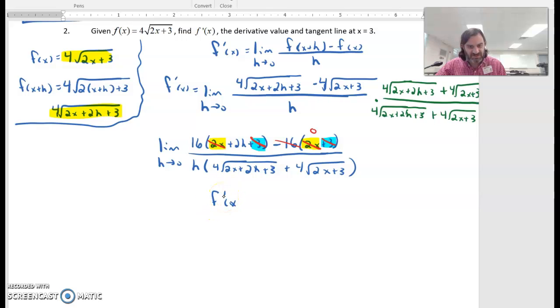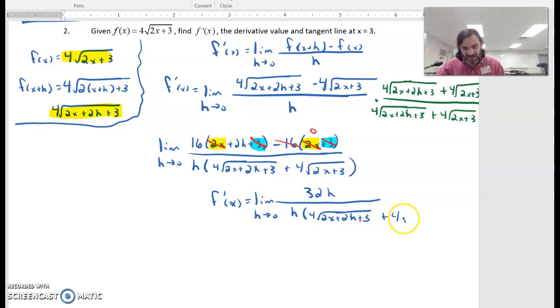So the derivative will be the limit as h approaches 0 of 32h on top, and it'll be h times 4 square roots of 2x plus 2h plus 3 plus 4 times square root of 2x plus 3 on the bottom. A little bit messy, all that quantity down there. The important thing out of this is that there's an h factor up top and an h factor on the bottom that we can cancel. And to save a little bit of space, we can go ahead and make this h under the square root in the bottom 0, so it will go away.